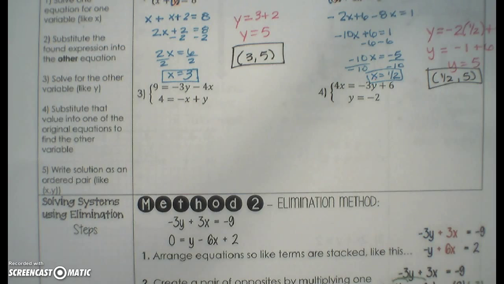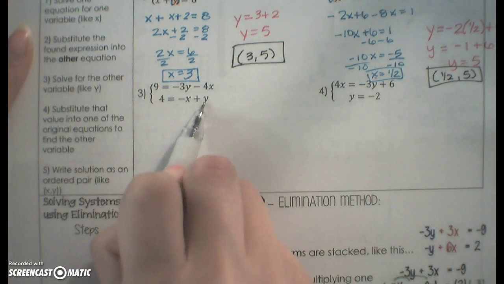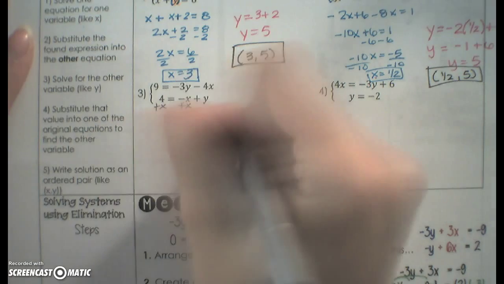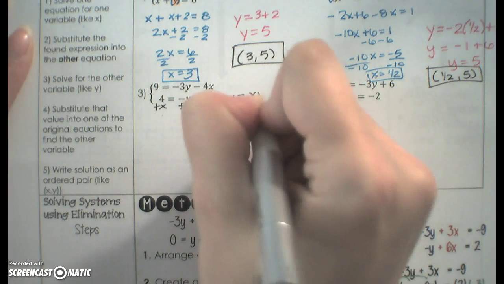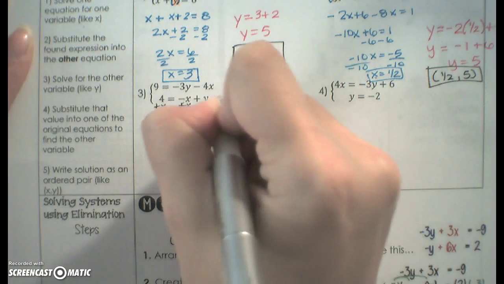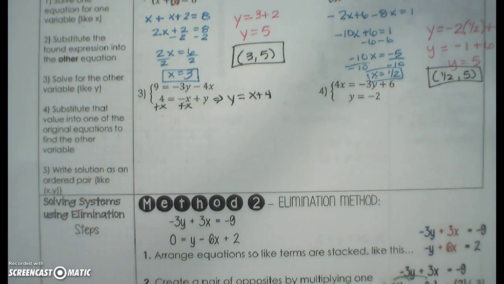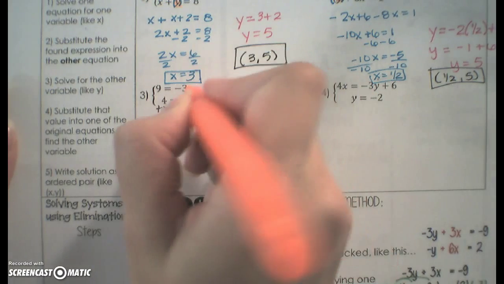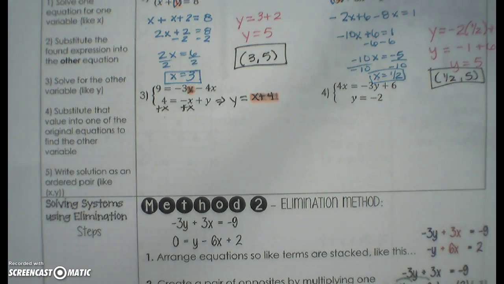All right, I want you to try one on your own. I'm going to get you started with the first step, and that is going to be to get some variable alone. And I see that y is almost alone here, so add x to finish getting it alone. So this would be y equals x plus 4. So now that you have a y by itself, and it doesn't always have to be y, it just happens to be that way on these first few, you're going to replace the y in the other equation with x plus 4. So go ahead and try that, pause, and check when you're ready.